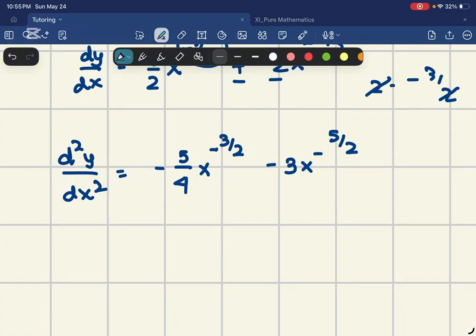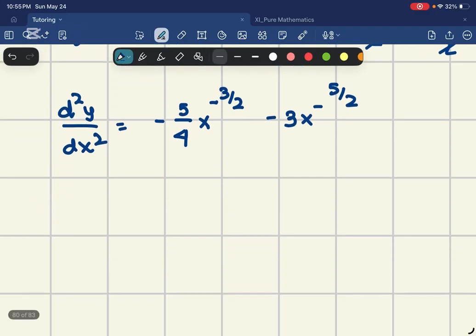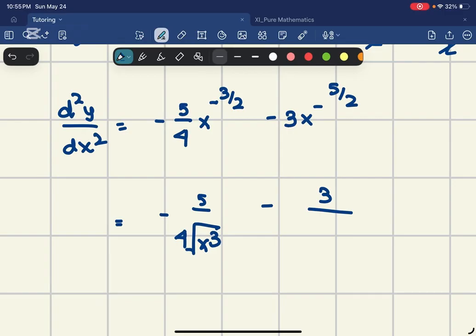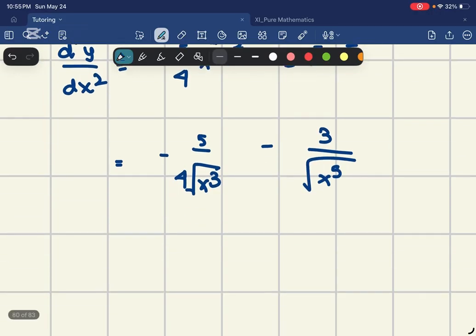So we can leave our answer like this, but I think the textbook simplifies this a bit further. So we can write this as minus 5 over 4 and then square root of x cubed. And we have minus 3 x to the power 5 square root. Alright.